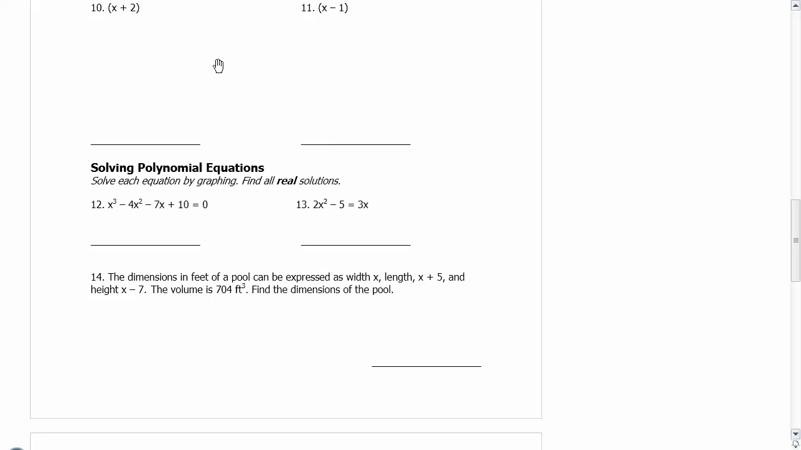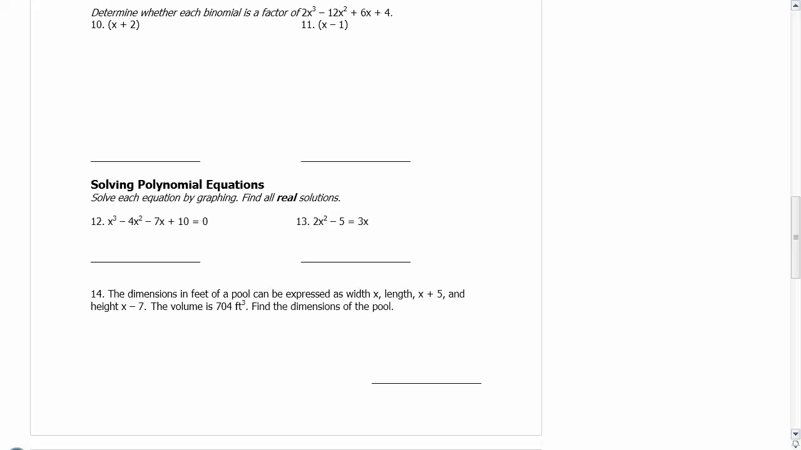Number 10 is also synthetic division, but what we're checking to see is whether the remainder equals 0 at the end. If the remainder is 0 at the end, then it's a factor. So here's what we're dividing by. Put a negative 2 in the box. Again, check for any missing powers. So we have a cubed, squared, x, and a constant, so no missing powers. Our coefficients are 2, negative 12, 6, and 4.